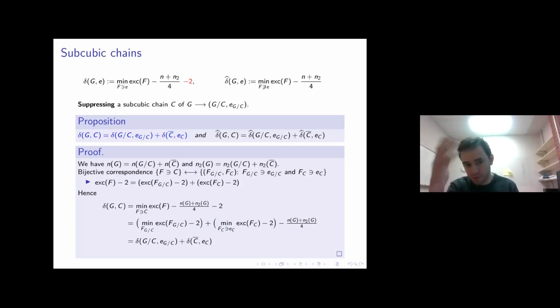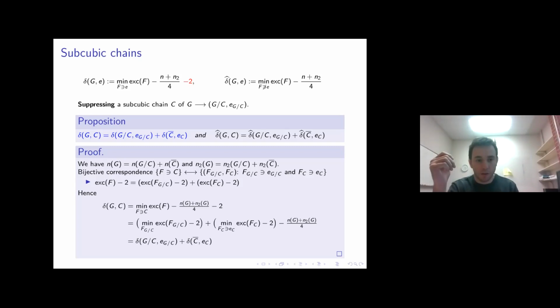Since delta G C is equal to the min excess by definition, we can split the excess as above. It carries over the minus n G plus n^2 G over 4. But as above, since these partition between the respective graphs, we get that it's equal to the delta G suppressed C plus delta of the closure of C. And so this is like the simplest case to try and build intuition.